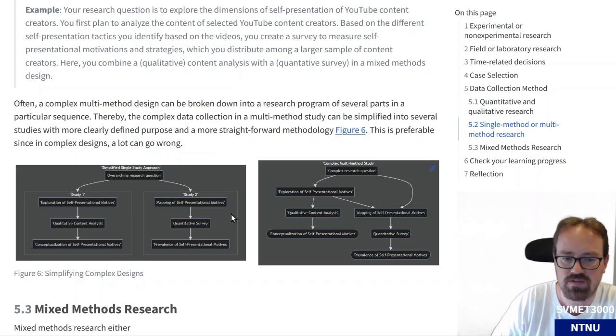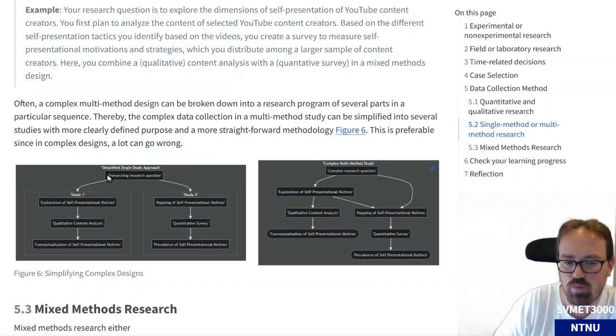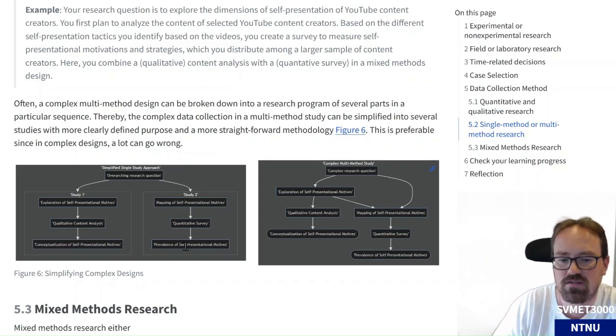But we could also simplify this by saying we have our overarching research question, and that is completed in two steps. Study 1 explores self-presentational motives. Bam, that's what we do. And study 2, we map self-presentational motives and their prevalence. That's what we do and accomplish. Finished. Okay.